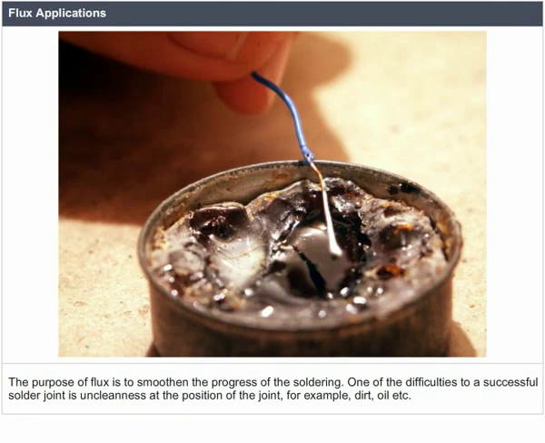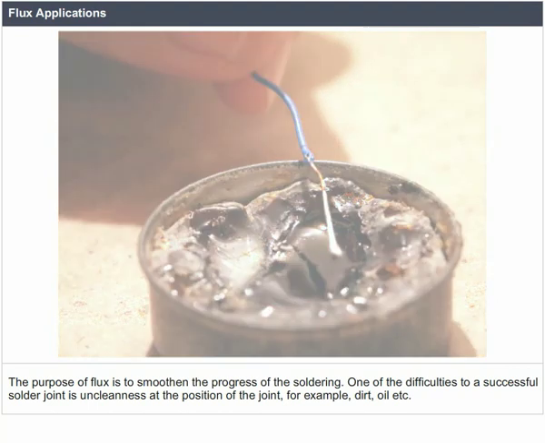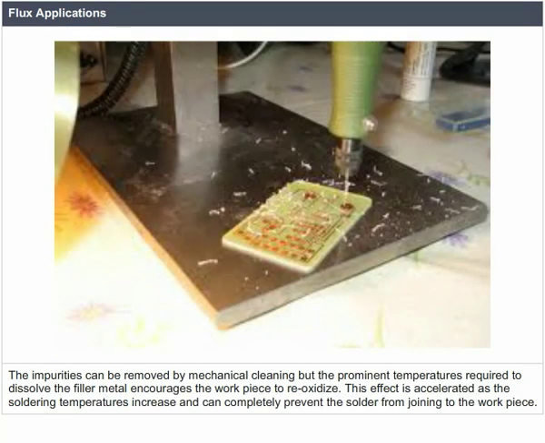Flux applications. The purpose of flux is to smoothen the progress of the soldering. One of the difficulties to a successful solder joint is uncleanness at the position of the joint, for example, dirt, oil, etc. The impurities can be removed by mechanical cleaning, but the prominent temperatures required to melt the filler metal encourage the workpiece to reoxidize. This effect is accelerated as the soldering temperatures increase and can completely prevent the solder from joining to the workpiece.